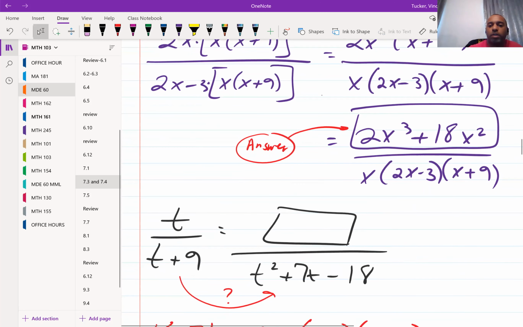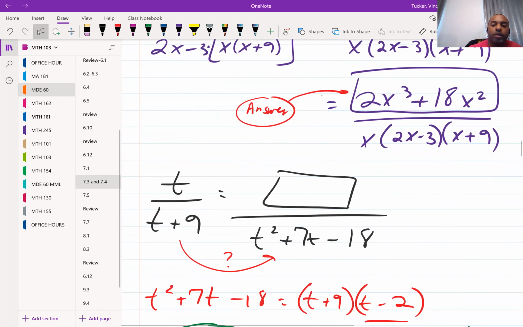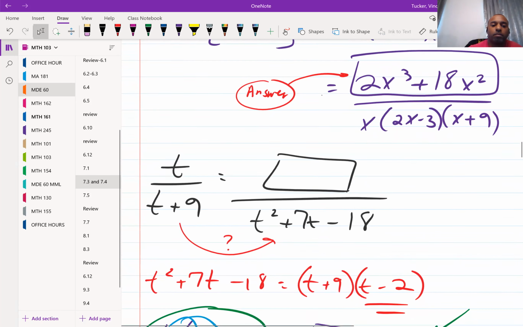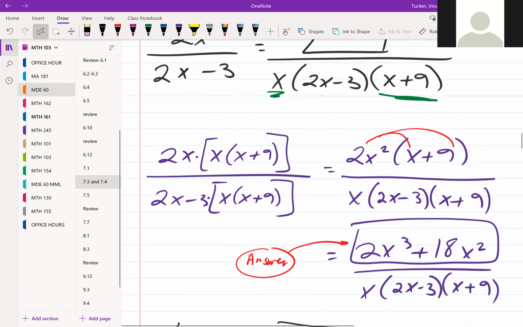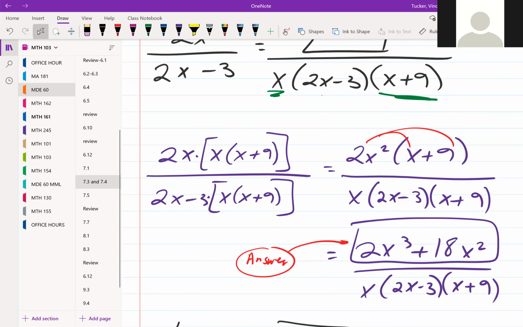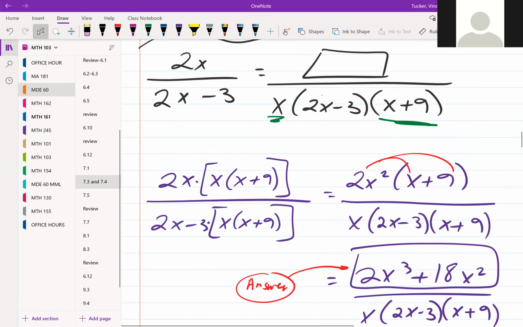All right, got one more down here. Just so I'm clear real quick, Mr. Tucker, you only multiply in the numerator what's missing in the denominator, right? The parts that are different. Yes, exactly. Okay. Thank you.